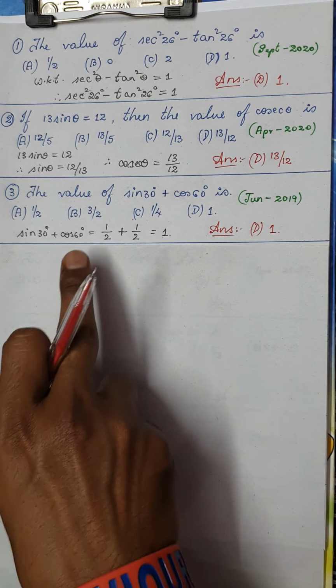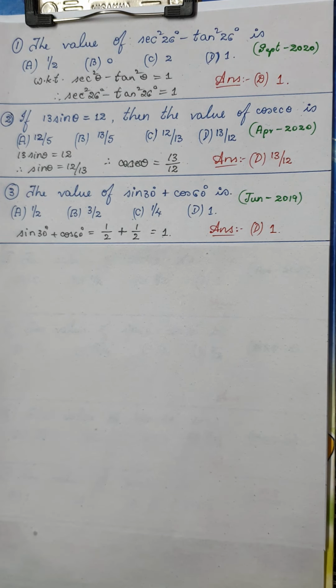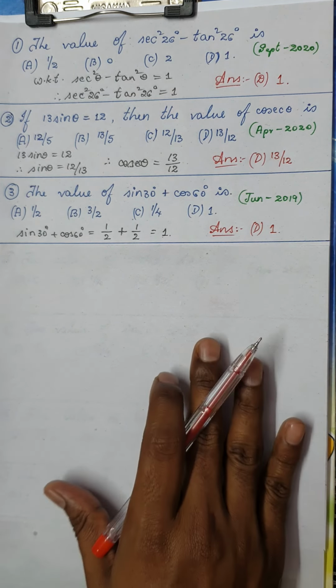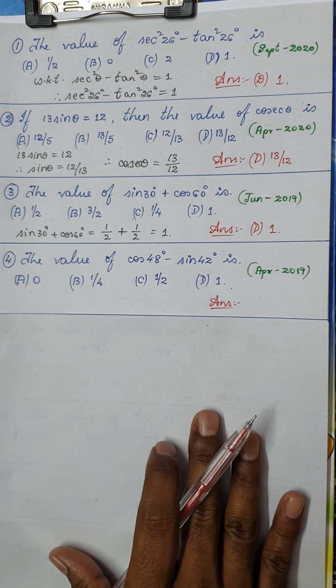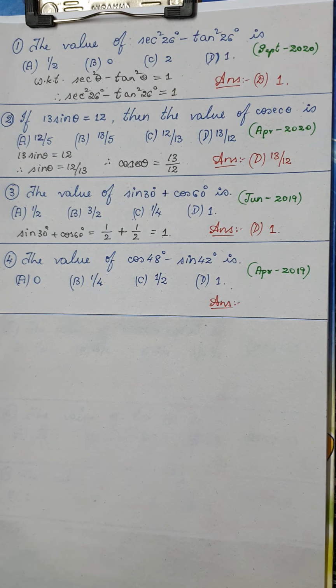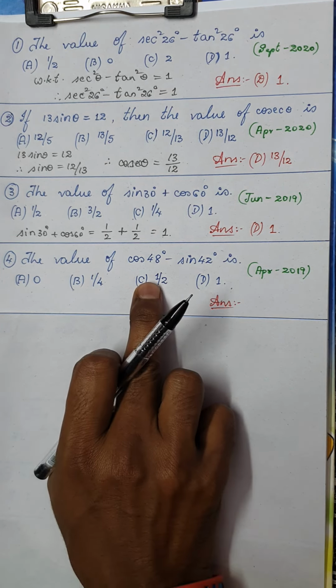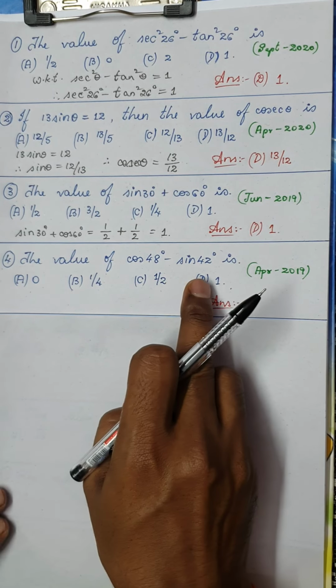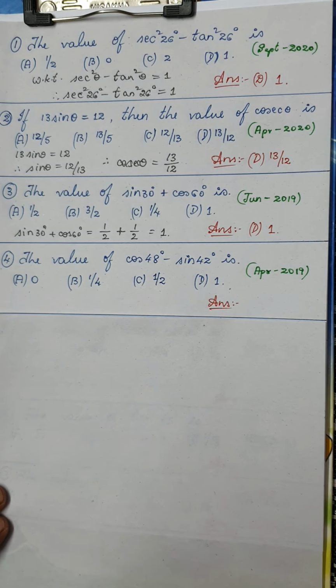Work it and verify it and then do it. Okay. Now going on to question number 4. Question number 4 is similar to what I have done in the previous session. So the value of cos 48 degrees minus sine 42 degrees is.